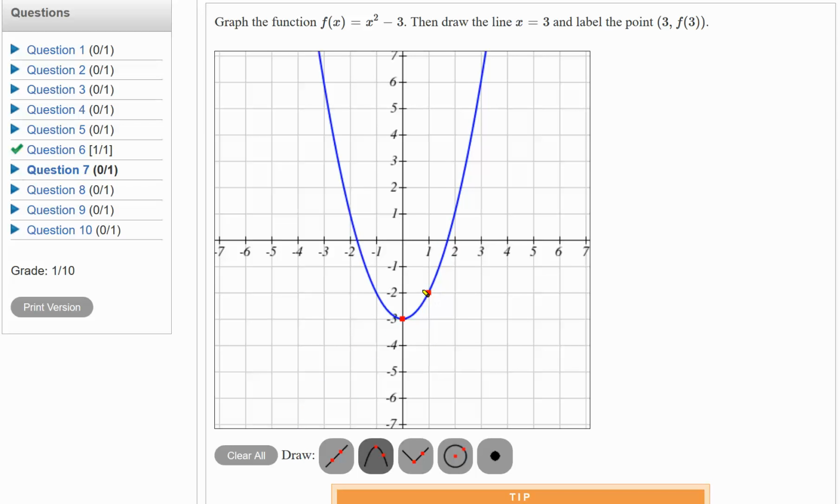So it doesn't really matter. You can plot 1, negative 2. You can plot 2, positive 1. Notice they're going to produce the same exact line, so it doesn't really matter which way we go. I'll just do that dot. Okay, and then we've got to graph x equals 3. Now that's going to be a straight up and down vertical line, goes through 3, 0, and then just goes straight on up.